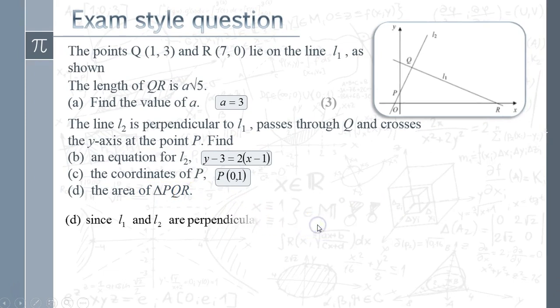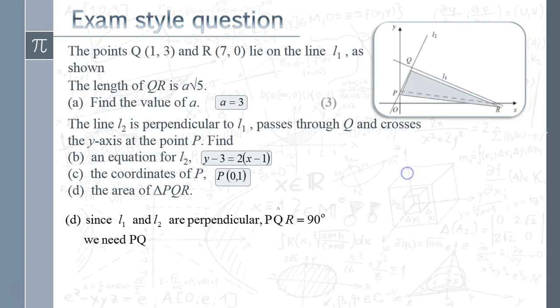And finally, on we go to part D, where we've got to find the area of PQR. So let's have a look at that. So we know that L1 and L2 are perpendicular, so we've got a right angle at Q. So that's the right angle triangle that we're going to have to find the area of. We've already got the length of QR, which was 3 root 5. So what we're going to need is PQ, that length there, and then we've got half base times height again. You will find in most exam questions that you do tend to end up with right angle triangles that you've got to deal with in coordinate geometry questions.